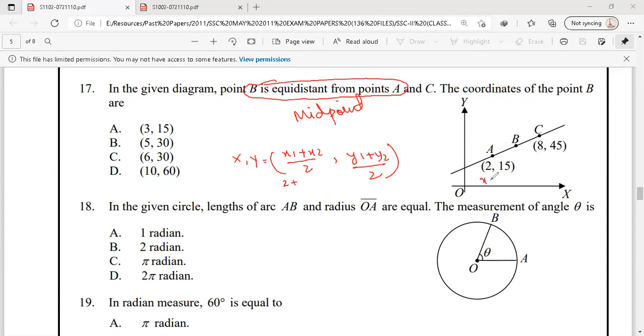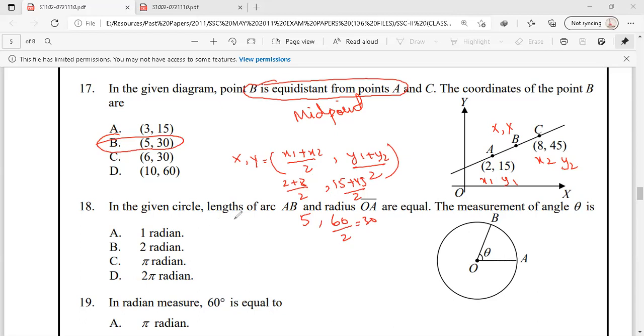Let's say this is x1 y1, x2 y2, and the coordinates of B are x y. So (2 plus 8) divided by 2, and (15 plus 45) divided by 2. So 8 plus 2 is 10, divided by 2 is 5, and this will become 60 over 2, 30. So 5 comma 30 is the coordinate of the midpoint. So option B will be our right answer.